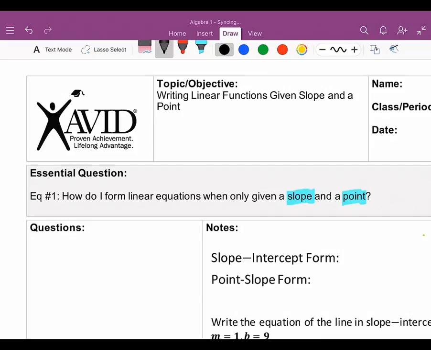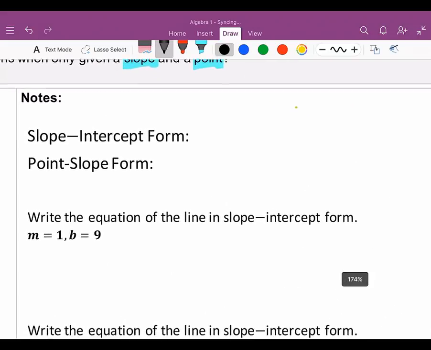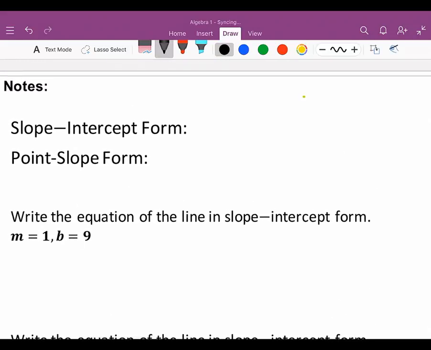We'll be given a slope. It's also your m in y equals mx plus b form. And then you'll also be given a point, just an ordered pair, like say (1, 2) or (2, 0), whatever it is, a point and a slope. All right. So first off, we're going to need to review the slope-intercept form.